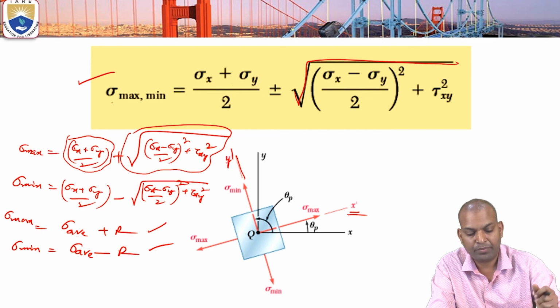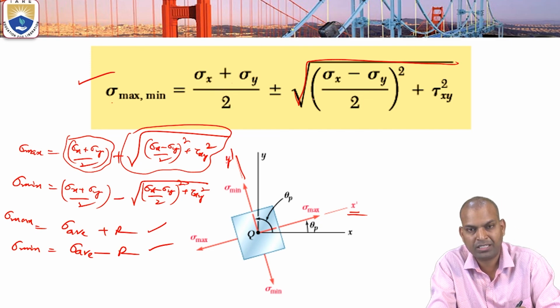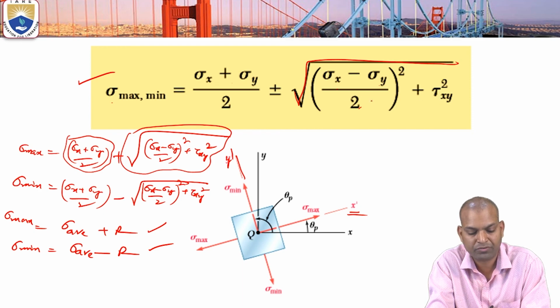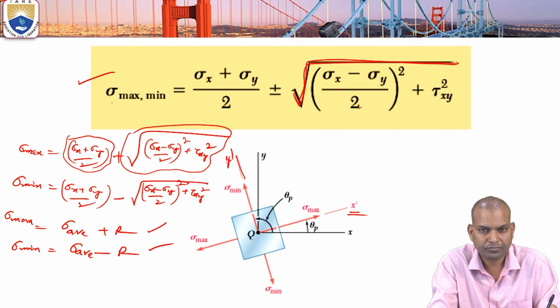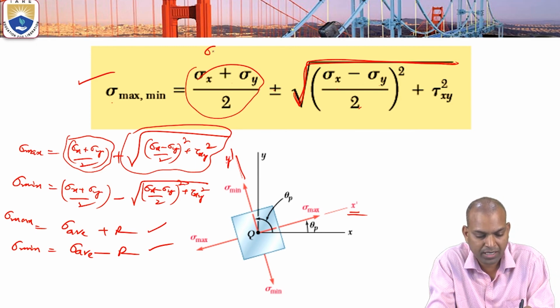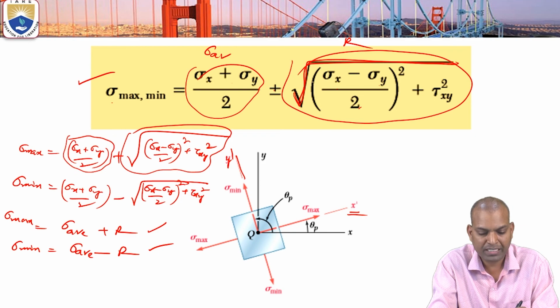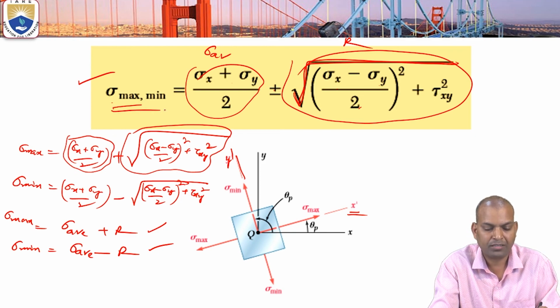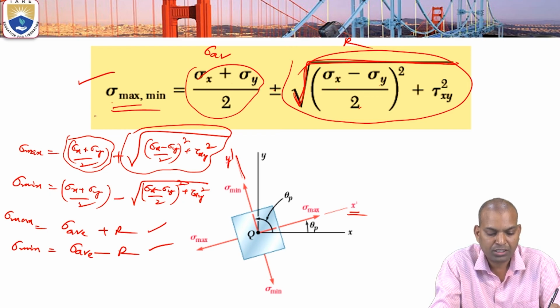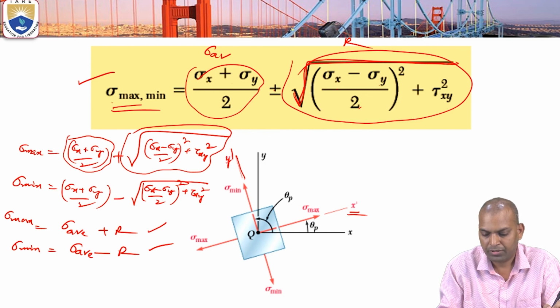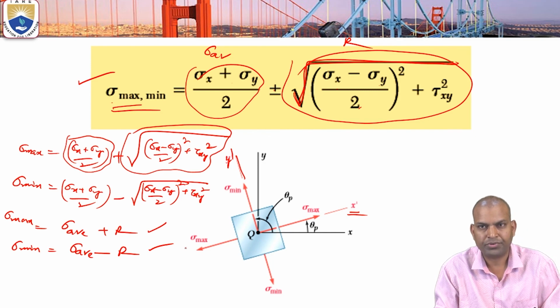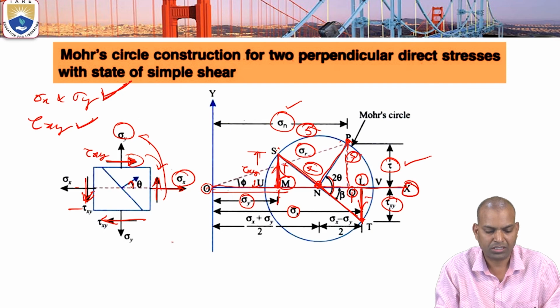Sigma maximum and sigma minimum equal sigma x plus sigma y by 2, plus or minus the square root of sigma x minus sigma y by 2 whole square plus tau xy square. Those terms should be under the square root. Sigma x plus sigma y by 2 is the average and this component is the radius r. So sigma average plus r gives sigma maximum, and sigma average minus r gives sigma minimum. Those values give the maximum and minimum stresses on the principal planes. The principal stresses are thus calculated.